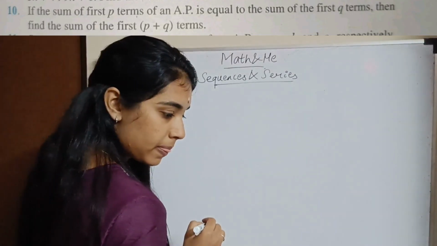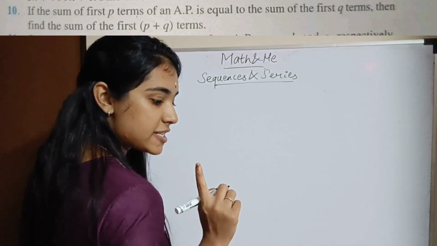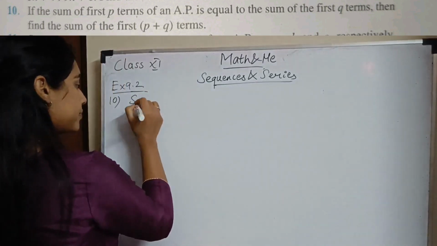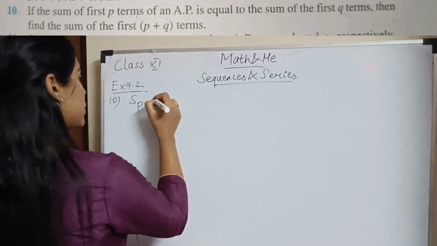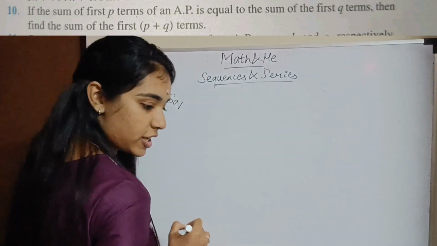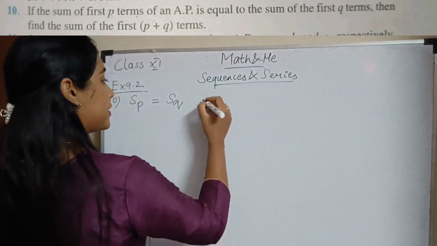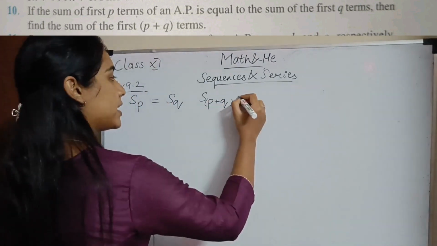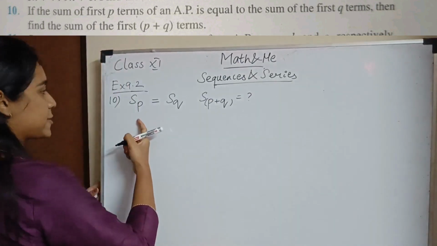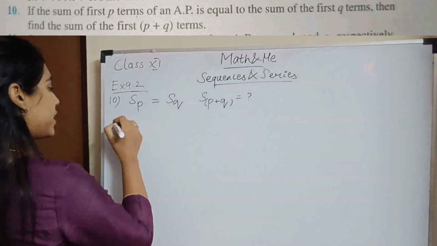Question number 10. If the sum of first P terms of an AP equals the sum of first Q terms, so SP equals SQ, then find the sum of first P plus Q terms. So this is your n. Then what is this? SP equals SQ. So what do you have?